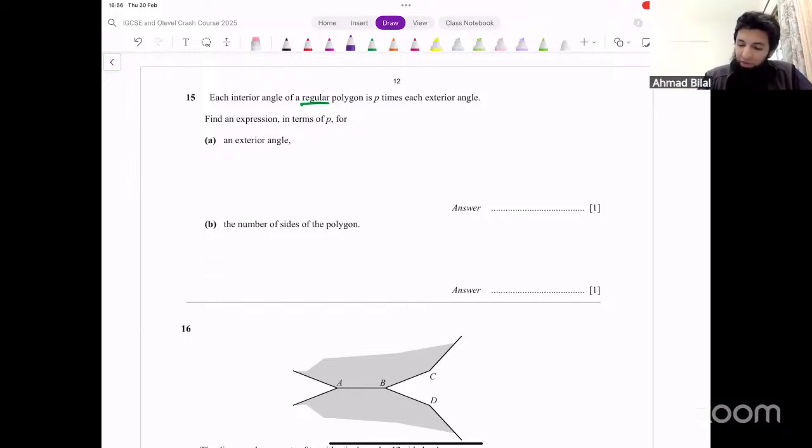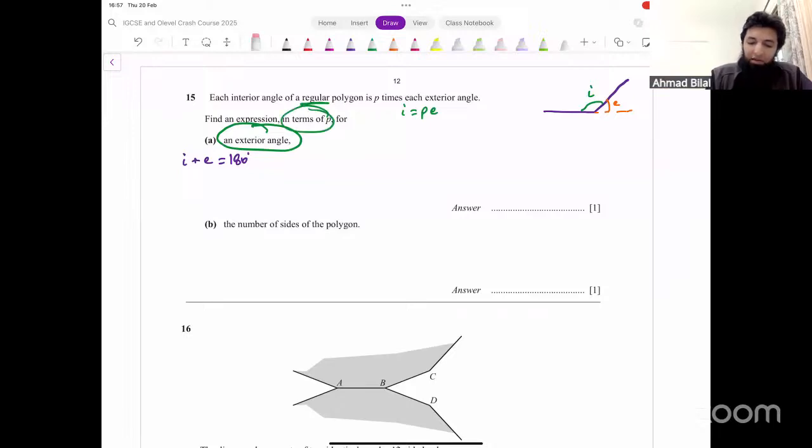So if we have a polygon that looks like this, such that this is an interior angle and outside this is the exterior angle, their sum is going to be 180 degrees. So we know that the sum of these two angles is going to be 180 degrees. Now, they're saying each interior angle is p times each exterior angle. So that means the interior angle is p times the exterior angle. What we need to find is an exterior angle in terms of p. How can we do that?